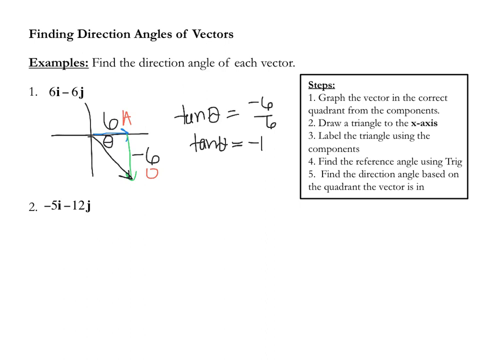And since this one is a value that we know, I know tangent of theta is negative 1 at 45 degrees, we would know that the reference angle in the picture is 45 degrees. Then we would have to figure out what the angle would be based on the quadrant that it's in. That's your last step here: we want to find the direction angle based on its quadrant position. So 45 degrees isn't an angle in the fourth quadrant. We would need to use that 45 degrees and figure out what it would be in the fourth quadrant.